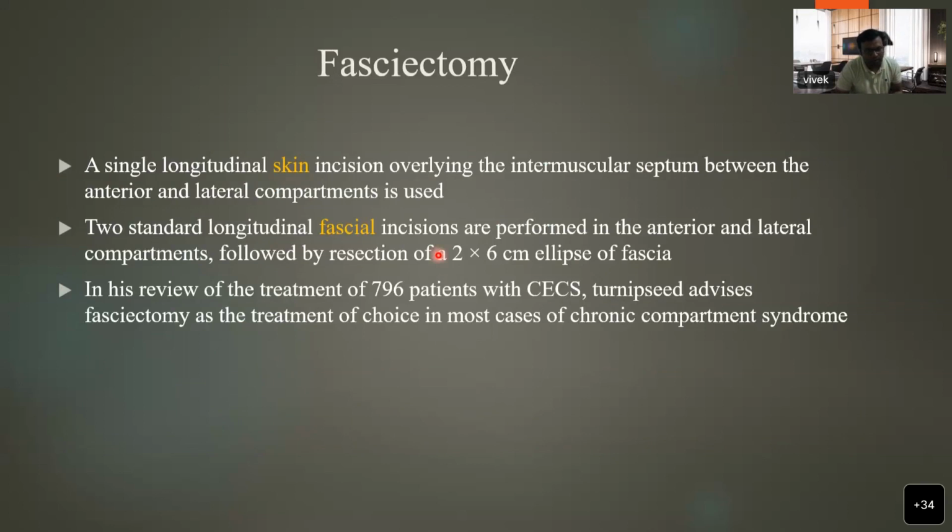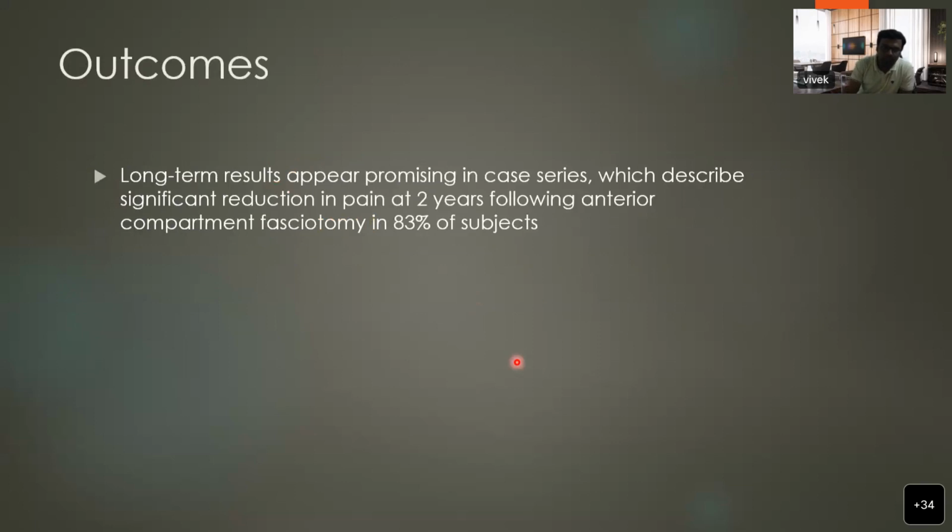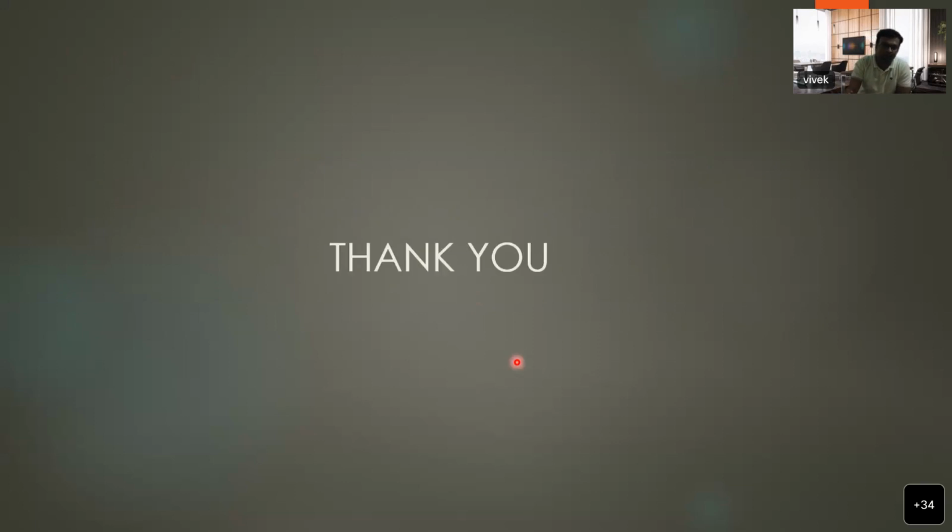In a review of treatment for 796 patients with chronic exertional syndrome, Turnipseed advised fasciectomy as the treatment of choice in most cases. Long-term results appear promising in case series. One describes significant reduction in pain at 2 years following anterior compartment fasciotomy in 83% of the subjects. Thank you.